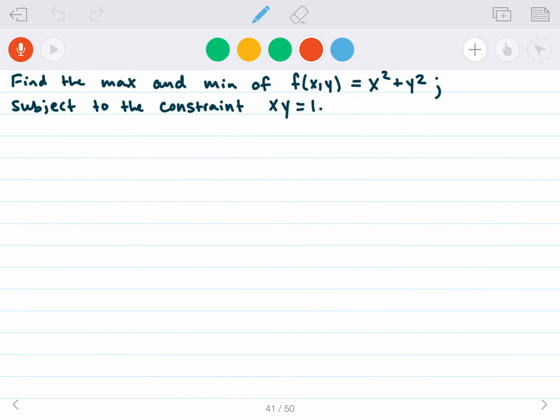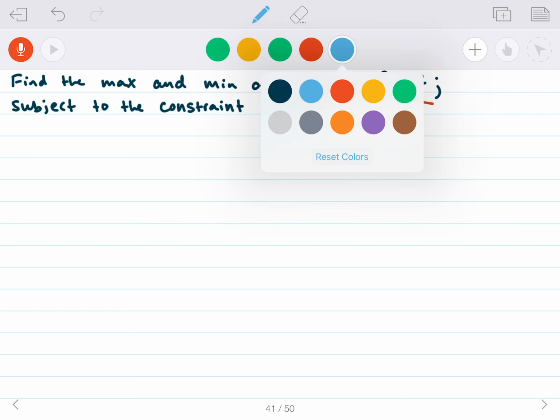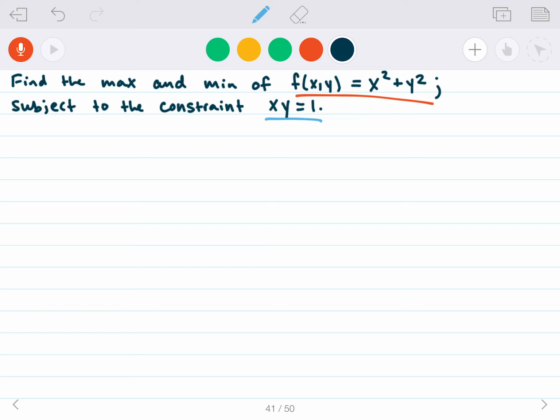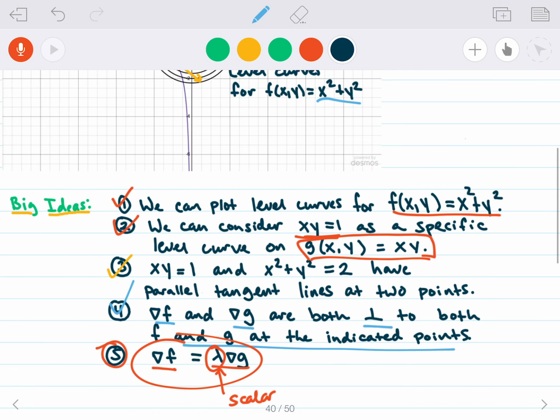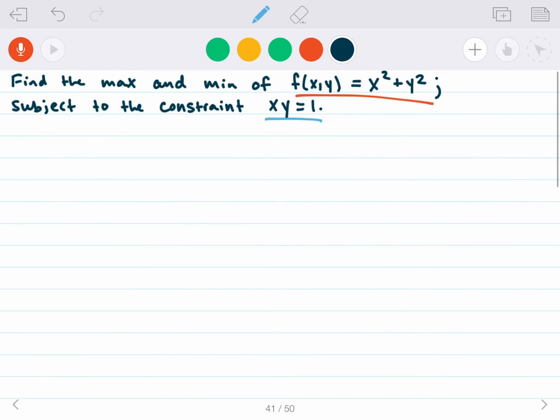So let's take a look at our first example here. It says find the max and min of the surface we already talked about, subject to the constraint xy equals 1. So the first thing I like to do is set up all of my equations. Now, what did we just say in part 5? We said the gradient of f is a scalar multiple of the gradient of g. So that's what we're going to use here. That's the big idea here. Okay, and this is the Lagrange multiplier.